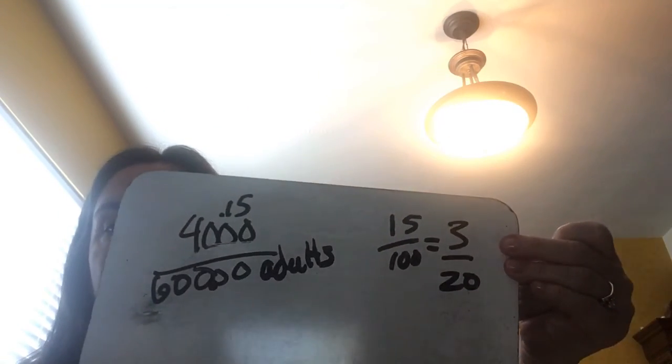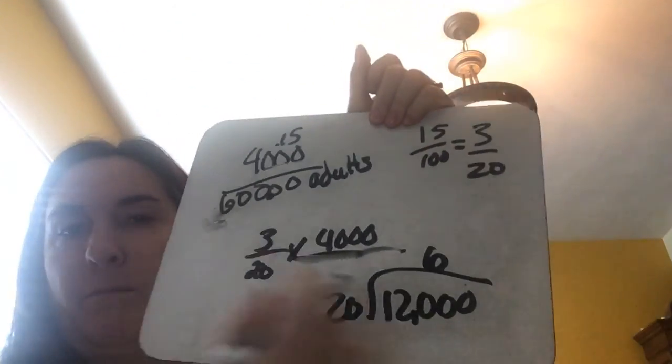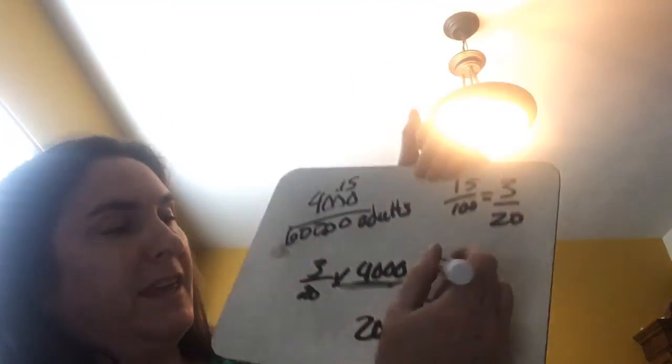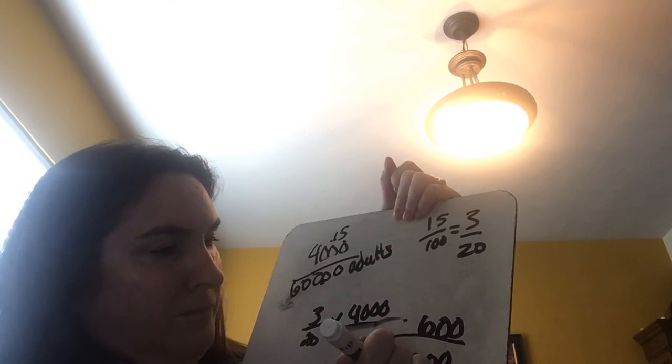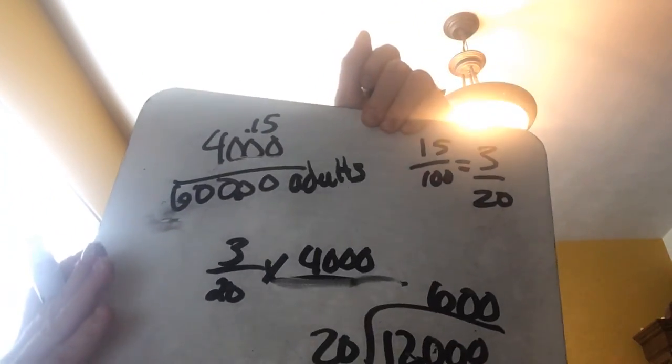Now, 3/20 of 4,000. Three times 4,000 is 12,000. Divided by 20. My 6 goes here. And then I've got my 2 zeros. 600 pizzas. Oh, adults. Sorry.